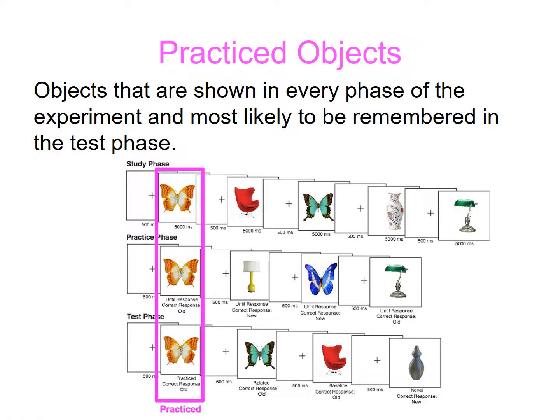The first type I mentioned is practiced objects. An example of a practiced object is circled in pink in the diagram on this slide. As you can see, they are shown in all three phases of the experiment and will most likely be the easiest to remember because not only do you study them in the first phase, but you also practice recognizing them in the second phase. You'll have seen these objects several times once you're in the test phase. Remembering these objects during the practice phase is what causes the forgetting of another category of objects called related objects.